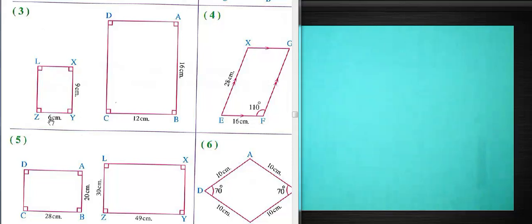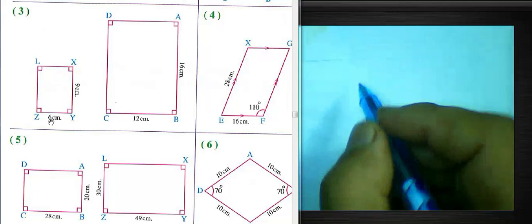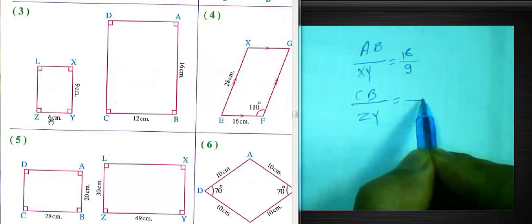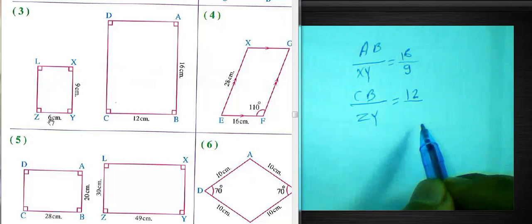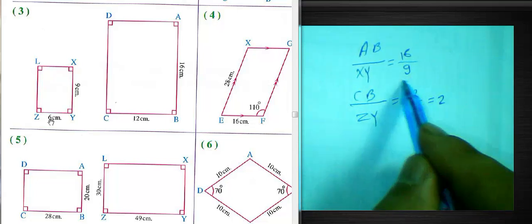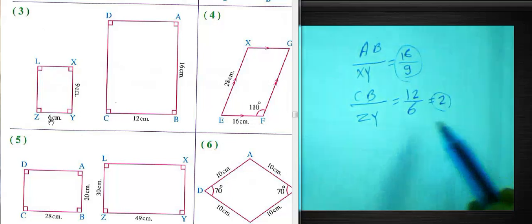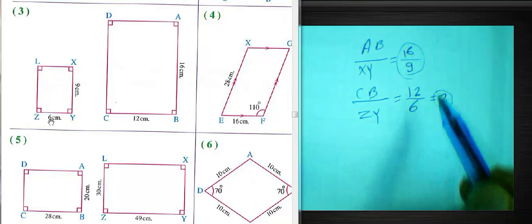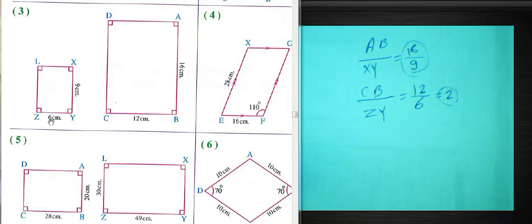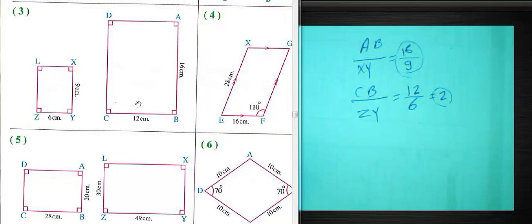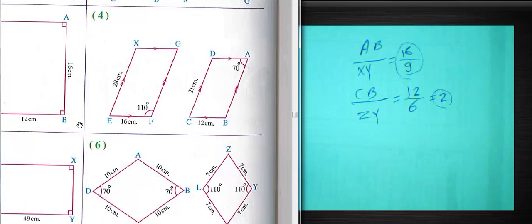Okay, to find the ratio for AB, we will write here ZY, CB equal 12, ZY equal 6, equal 2, but this ratio not equal the other ratio. We haven't proportional here, so we haven't the similarity. So XYZL not similar to ABCD. Is it okay for you? Okay, question number 4.